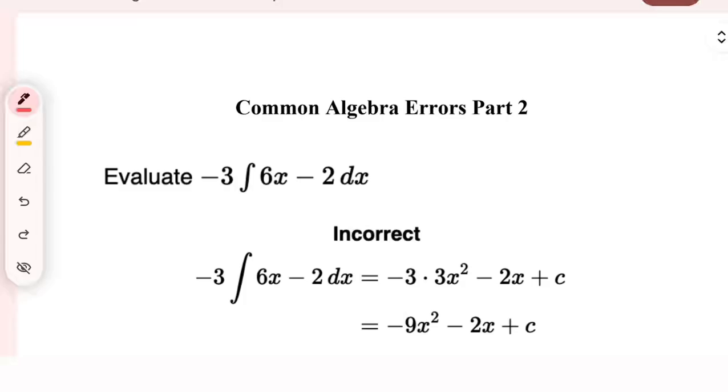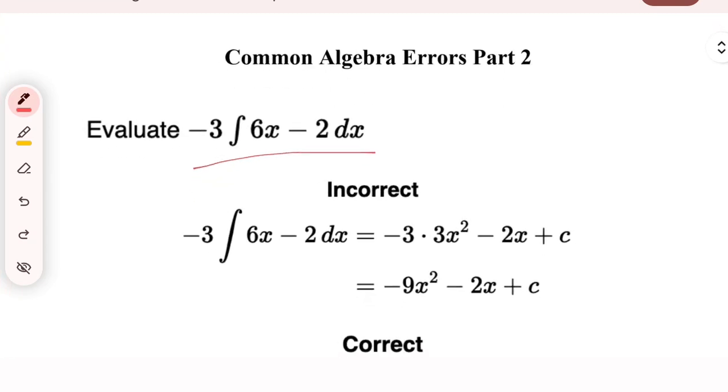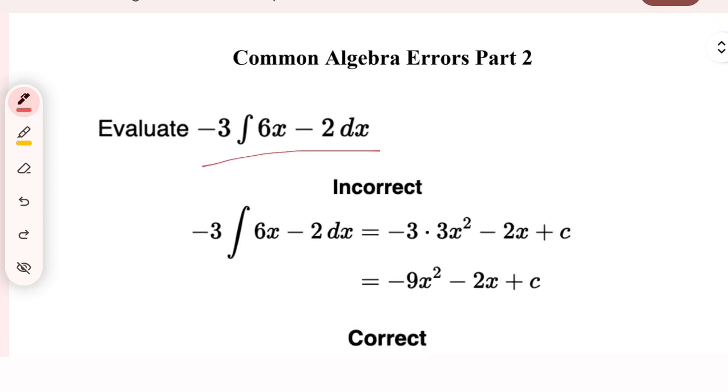All right. So the second part is: evaluate -3 times the integral of (6x - 2) dx. Some students would answer like this, which is incorrect. When you take the integral of 6x and 2 dx, these are correct. 3x squared minus 2x, that is correct.